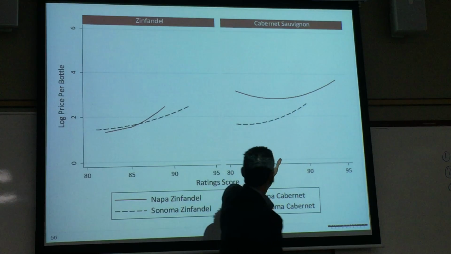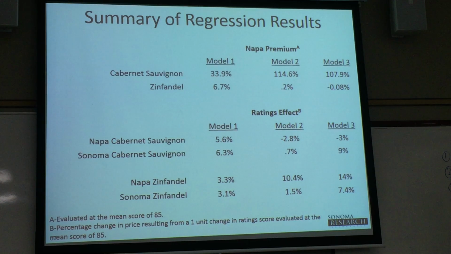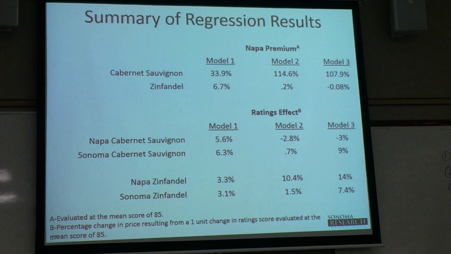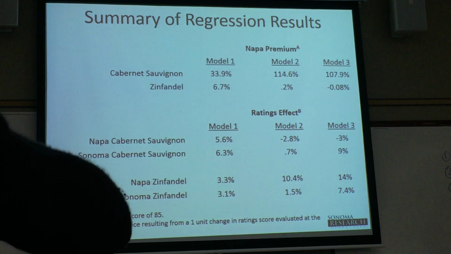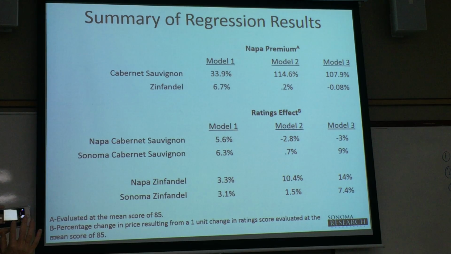And if we measure at that same point of 85, you do the math, the Napa premium is 107%. So consumers, again, are willing to spend twice as much for a cab from Napa relative to an equivalently ranked cab from Sonoma. But we know that those effects are gonna be different because we saw that graph.